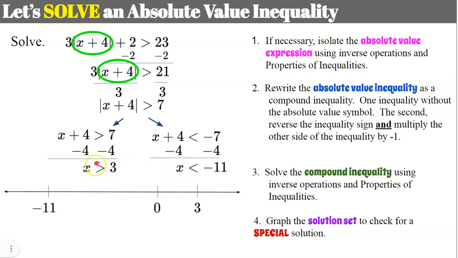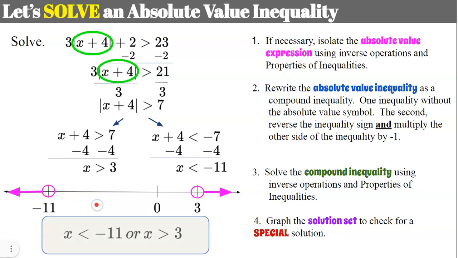Now we're going to do step 4 and graph our solution set. So I'm going to put an open circle on 3 and shade it to the right, an open circle on -11 and shade it to the left. So my solution set can be written as x less than -11 or x greater than 3.